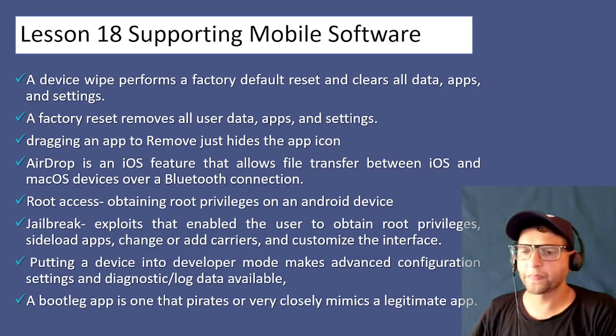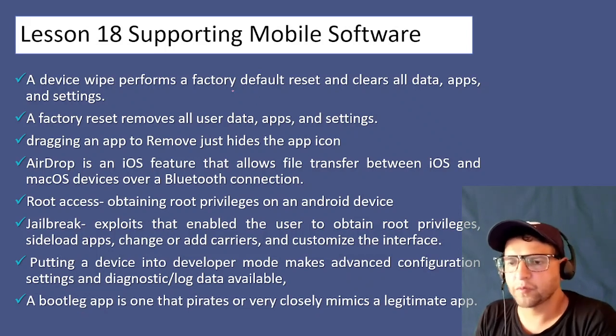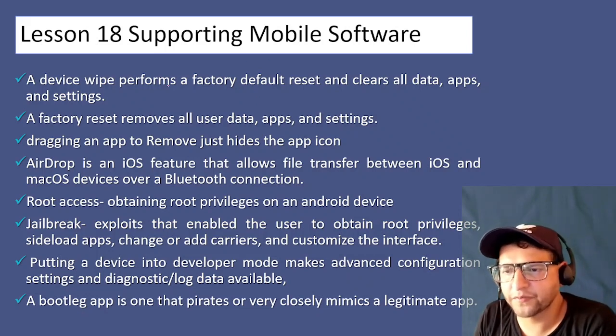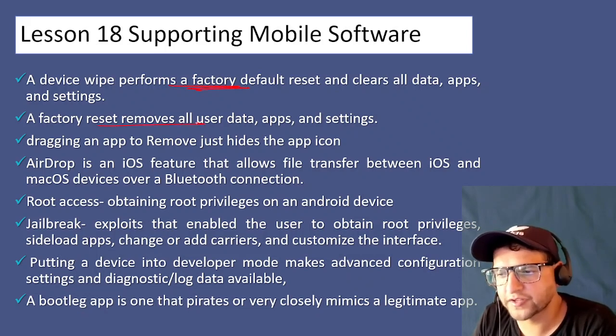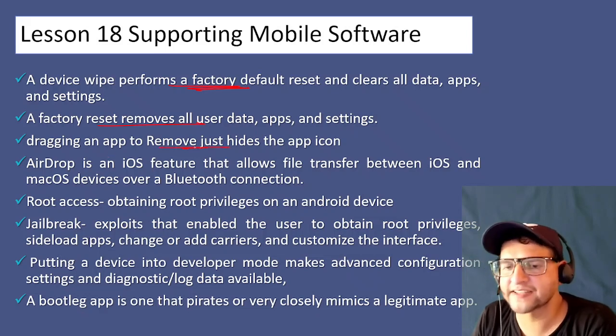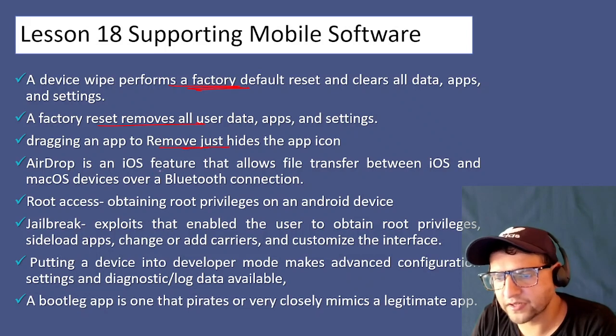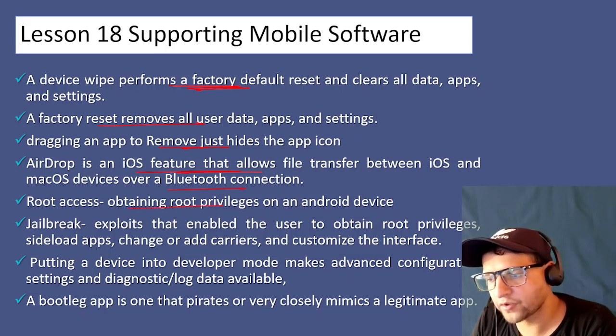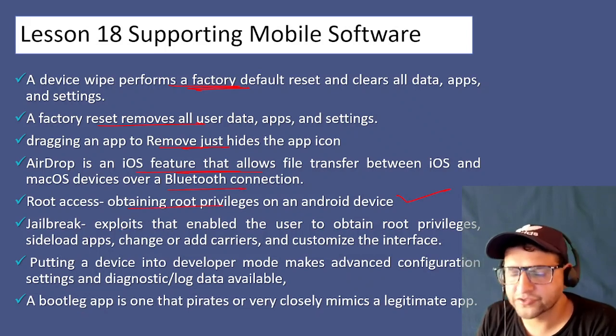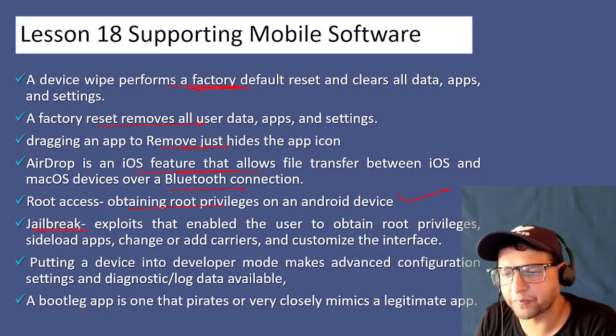Three more to go. So supporting mobile software: a device wipe does a factory default reset and clears all data, apps and settings. A factory reset removes all user data, apps and settings. Dragging an app to remove just hides the app. AirDrop is an iOS feature that allows file transfer between iOS and Mac over a Bluetooth connection. Root access is obtaining root privilege on the Android device, and jailbreak is the same thing on the Apple device.